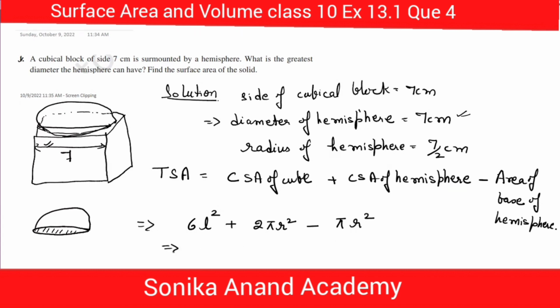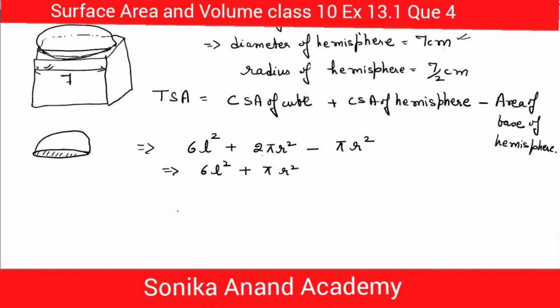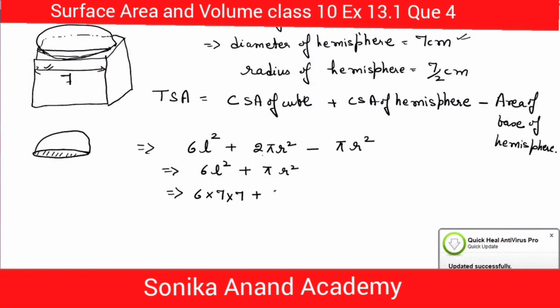Now this formula gets converted as 2 pi r square minus pi r square, that is plus pi r square. Now this is the formula. Now we substitute the different values in order to get the total surface area of this solid. So length of the cube is again 7. 6 into 7 into 7. Pi is 22 by 7, and radius square, that is 7 by 2 and 7 by 2.